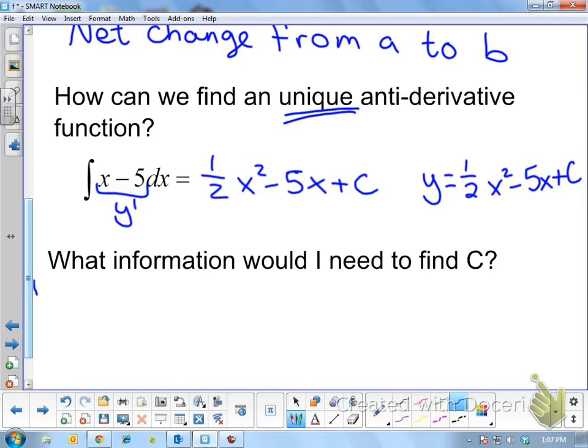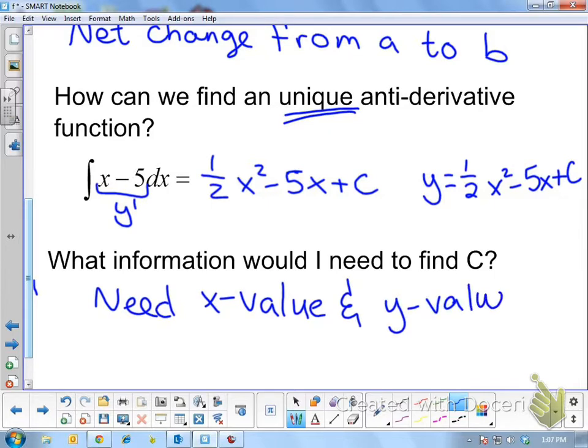So what information would I need if I want to find c? What would I need in here to get rid of all the other variables I don't want and just find c? A point on the graph. Any point on the graph. If I had an x value and a y value, I could plug those pieces of information in and find c. So that's what we need to do this. We need an x value and a y value. We need that information in order to find c, and then I could get a unique answer.